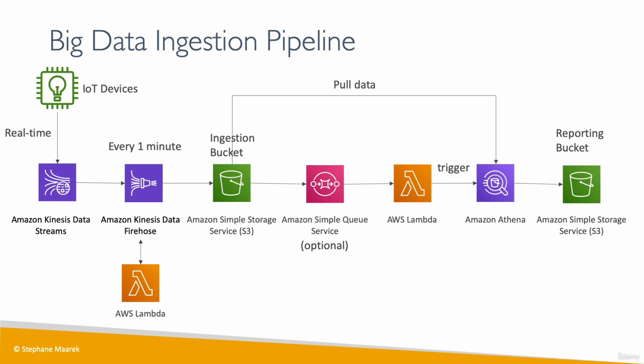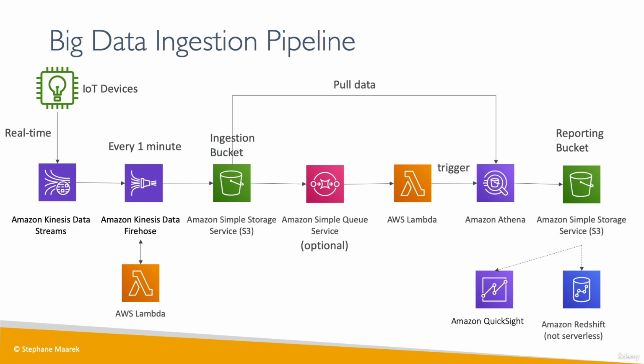And then finally, from that reporting bucket, we could create a QuickSight dashboard or use Amazon Redshift to ingest the data and query it. So we have different tools. It's really mix and match. In this case, it really depends on the type of job you're running and the type of architecture you want to have. But as we can see, it's very easy to go from a real-time layer all the way to a reporting layer using the different tools available to you in AWS.